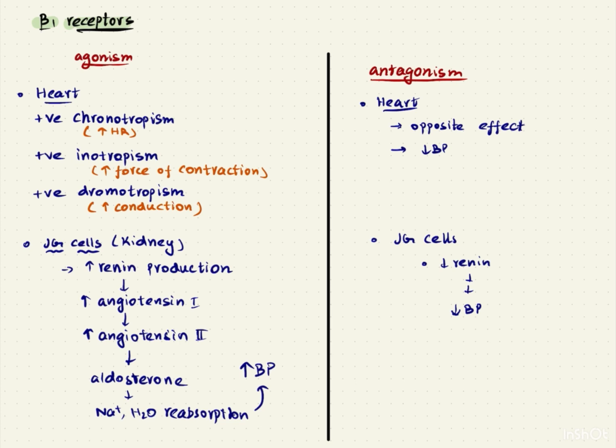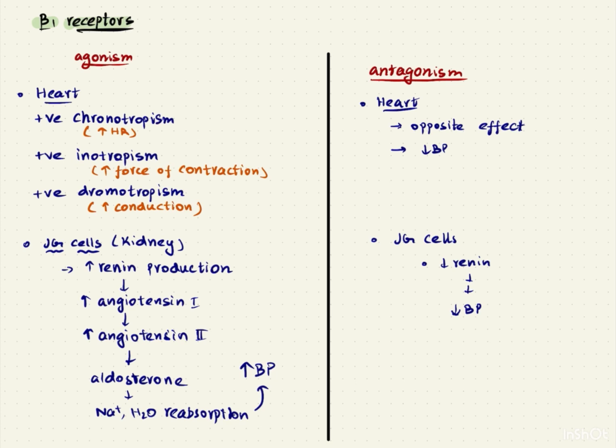And stimulation of beta 1 receptors in the juxtaglomerular cells increases renin production. And when renin is increased, angiotensin 1 formation will be more. Angiotensinogen will be converted to angiotensin 1 by renin, and this conversion will be more when renin levels are more. And the more the level of angiotensin 1, the more will be the level of angiotensin 2. This conversion happens because of the enzyme angiotensin converting enzyme, which is present in the pulmonary vasculature. Once angiotensin 2 is formed, it stimulates the release of aldosterone from the adrenal cortex, and aldosterone causes sodium and water retention and therefore increases the blood pressure.